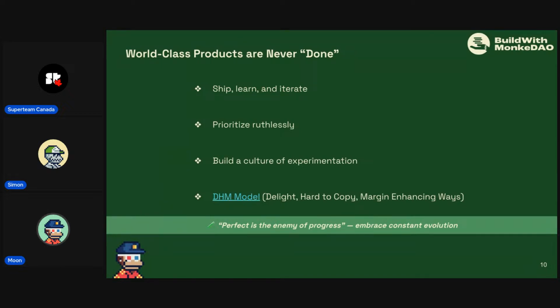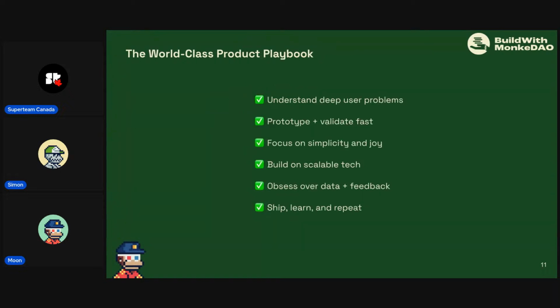Last point here goes to this idea that perfect is the enemy of progress. Always be evolving, always be changing. Don't wait until you believe and feel that you have the perfect solution and the perfect answer to any problem that you're solving. Constantly iterate and be building in an iterative manner.